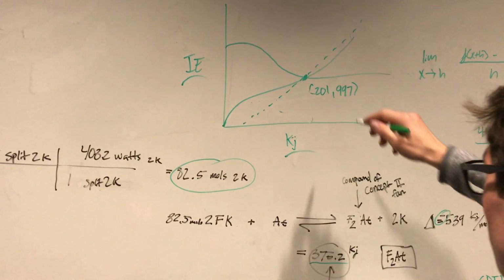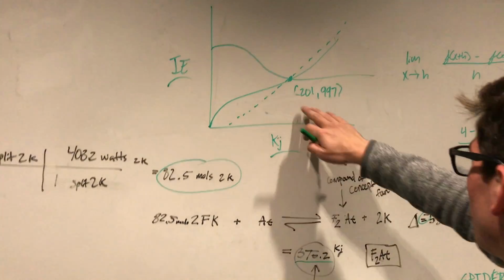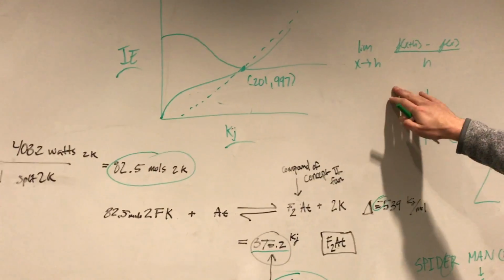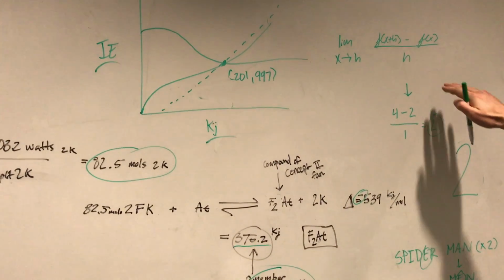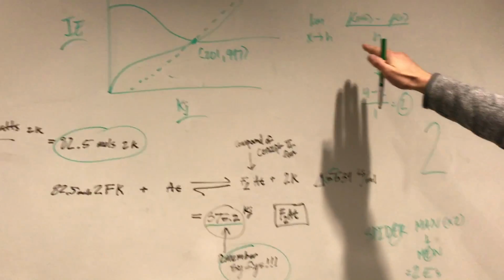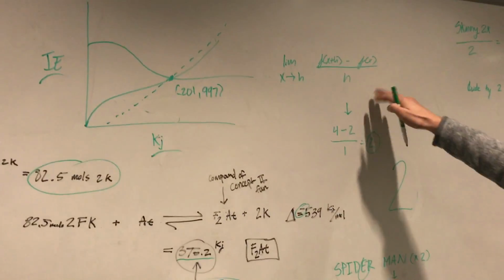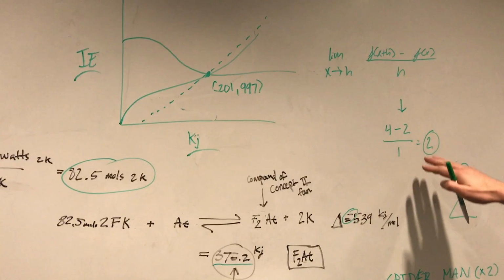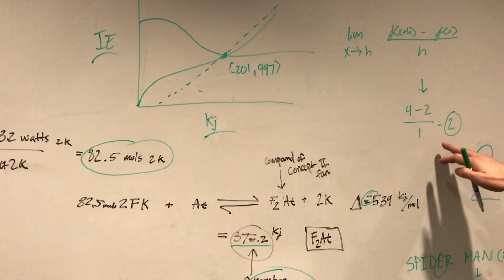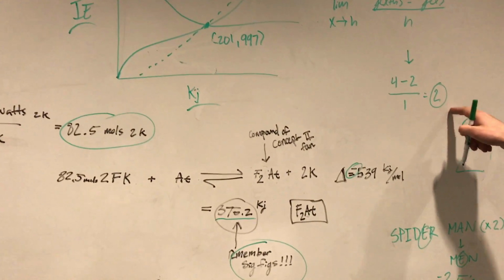So I've drawn that here. I've put down the value. And we're going to find the derivative of that. So we do the definition of the derivative, f of x plus h minus f of x over h. You'll plug it in. You can do the math. We skip that here. But you end up with 4 minus 2 over 1, and we get 2.